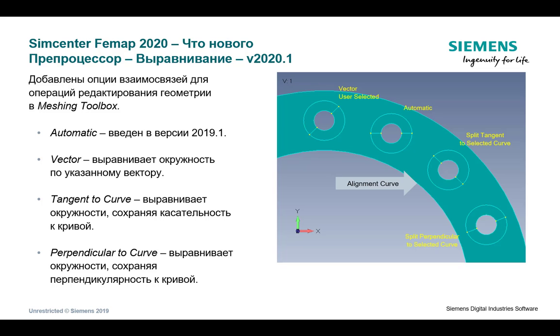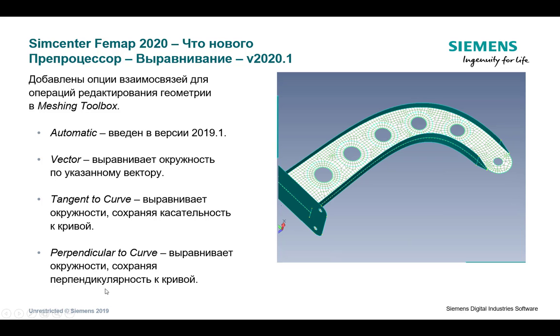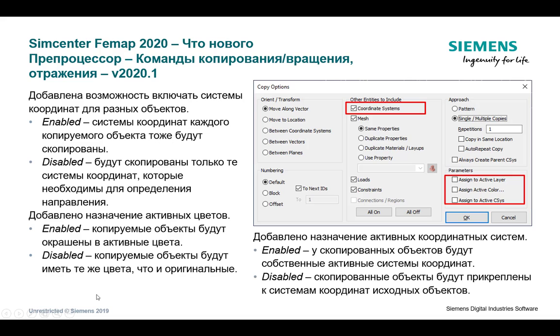So automatic, the behavior is just going to work as it did in previous versions. If you're using the vector option, it's going to align the split lines to the specified vector. If you're using tangent to curve, it aligns the washer split lines to be tangent to the specified curves. And perpendicular curve is going to align the washer splits to be perpendicular to the specified curve. So you can see the various options over here, and this is just what they become after the remeshing process has been accomplished.